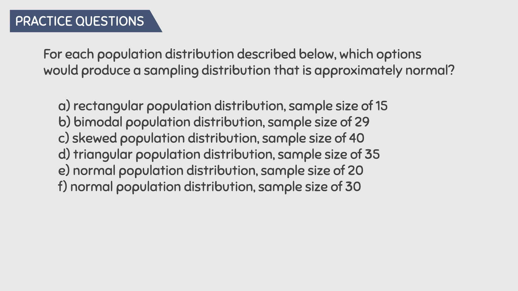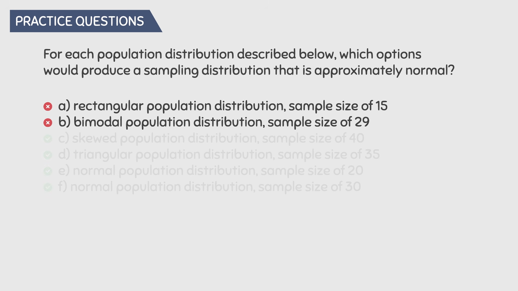Okay, let's go through the answers. Answers C, D, E, and F are the only options that would produce a sampling distribution that is approximately normal. Answers A and B are incorrect. Let's go through why that is. Answers A and B are incorrect because the sample size is less than 30. Since the sample size is less than 30, the central limit theorem can't be applied, so we can't say that the sampling distribution will be approximately normal.